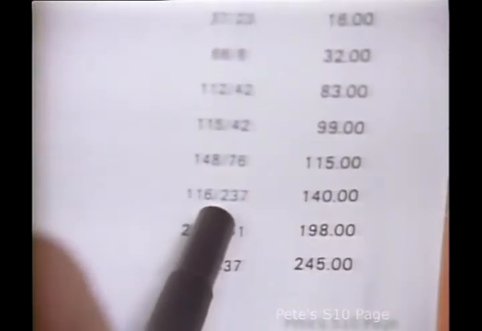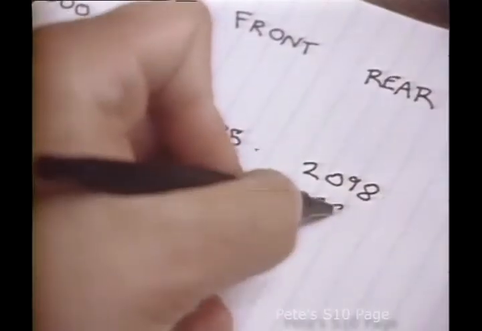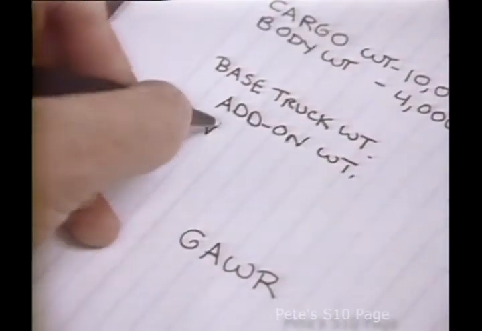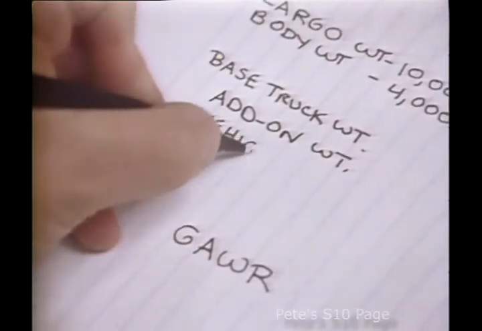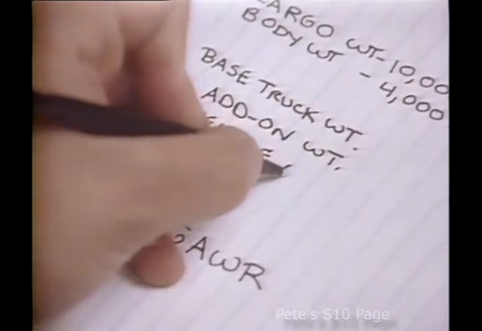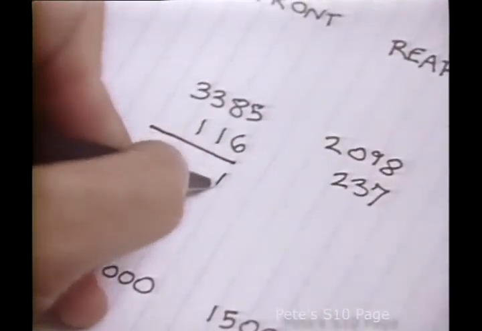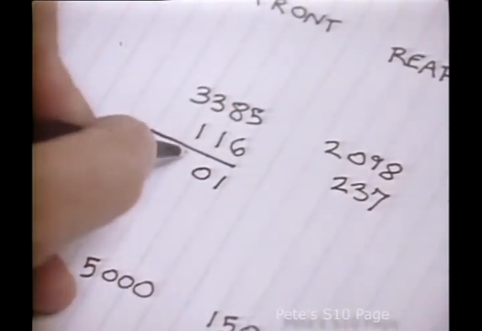I had to add 116 pounds on the front, 237 pounds on the rear. Finally, I put down the total vehicle weight, front and rear, which was the weight of the base truck plus the wheelbase option.